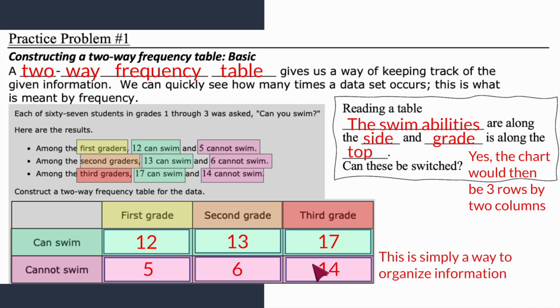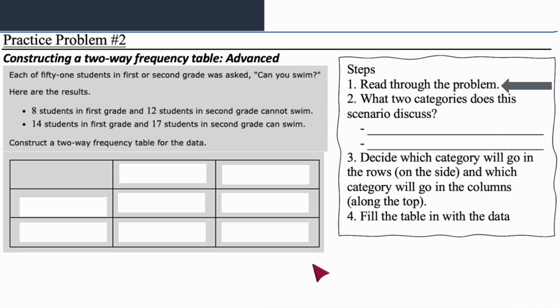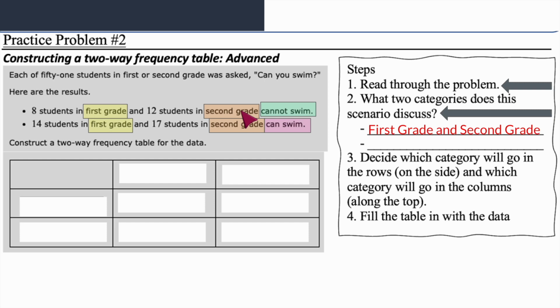Now we're going to do another two-way table, but a little bit more advanced. We have to choose where the information goes. Each of 51 students in first or second grade was asked, can you swim? Here are the results. So we have two categories, right? The two categories are first grade or second grade, so what grade are you in, and then can you swim or can you not swim? These are our two categories that we need to build this table off of. So what grade are you in and can you swim?